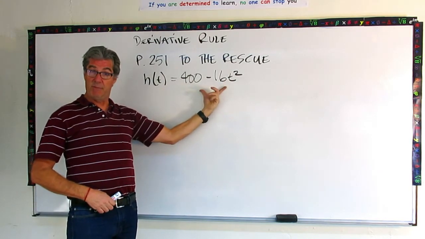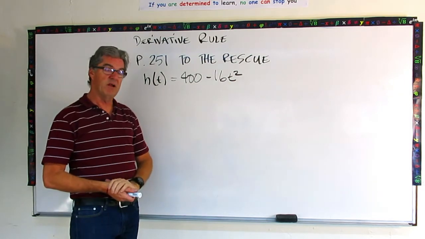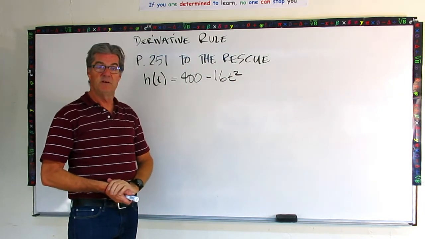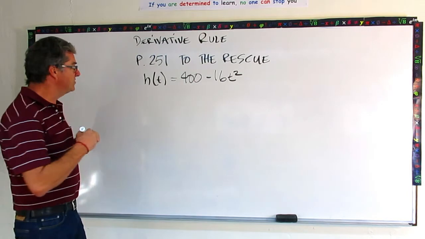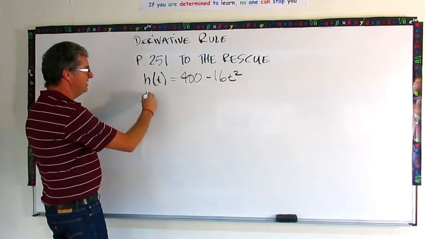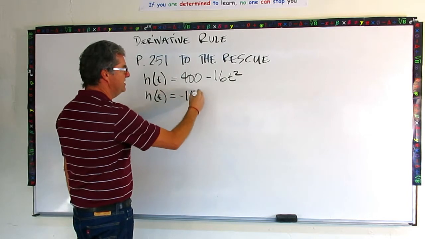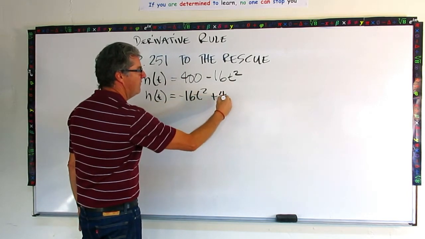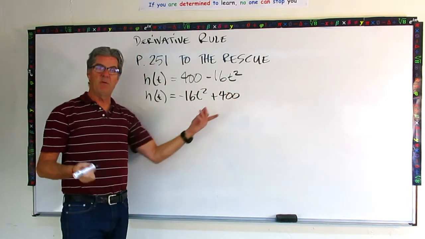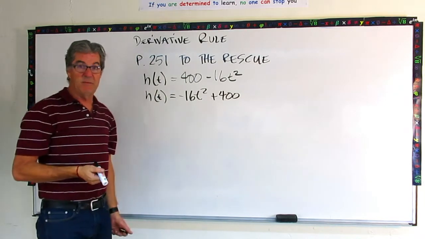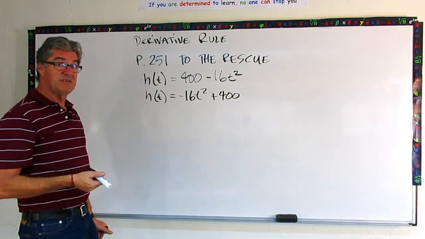This is a quadratic, by the way, so we're just going to use the quadratic part of the derivative rule to figure this out. Okay? So let's find the derivative function. I'm going to rearrange this just a little bit. H of t is minus 16t squared plus 400. This is typically how we write quadratics, so I've changed it around a little bit. You don't have to do that, but I think it makes a little more sense.